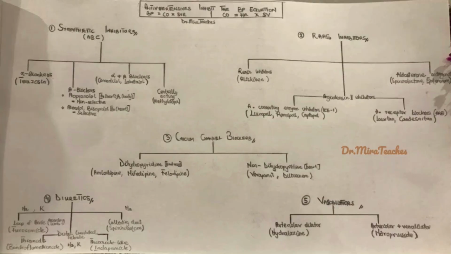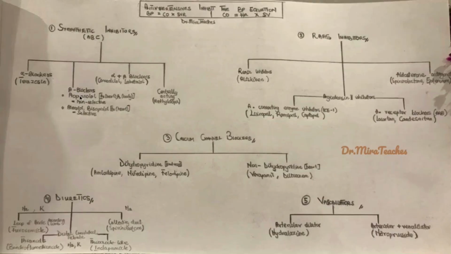But that one does not bring down the BP. This one does, terazosin. Then we have beta blockers. For beta blockers, we have selective and non-selective. The selective ones work directly on the heart, just on the heart. So atenolol and bisoprolol are selective. But the non-selective beta blocker is propranolol, which is a mouthful.